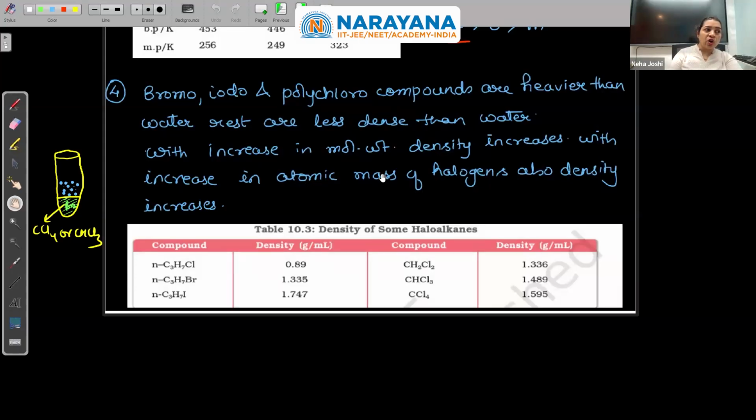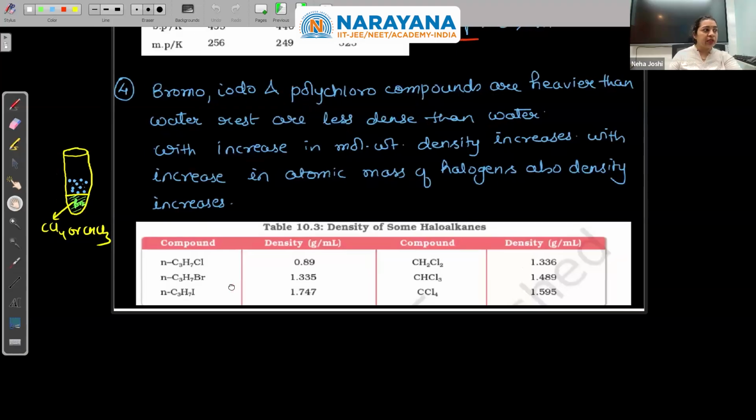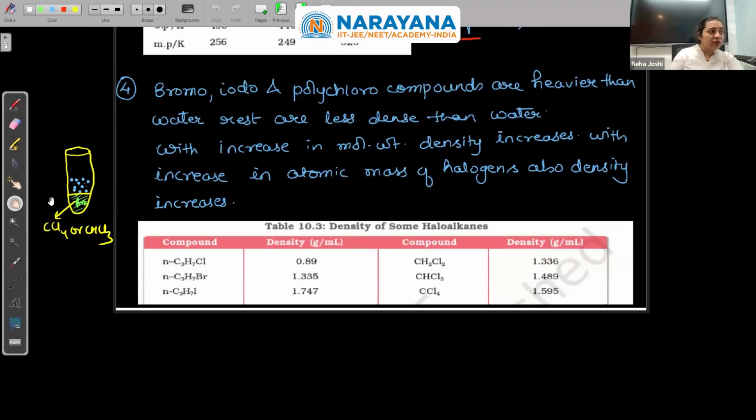With increase in atomic mass of halogens, density is also increasing. See, chlorine to bromine, density is increasing. From bromine to iodine, density is increasing. So with increase in atomic mass of halogen, there is an increase in density of the compound. Absolutely clear. Now, what type of question can we expect?